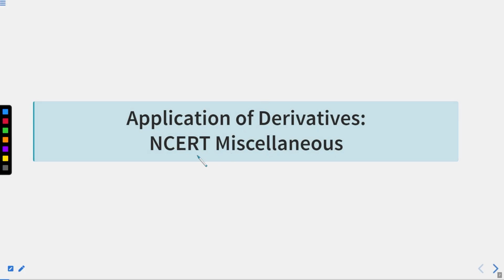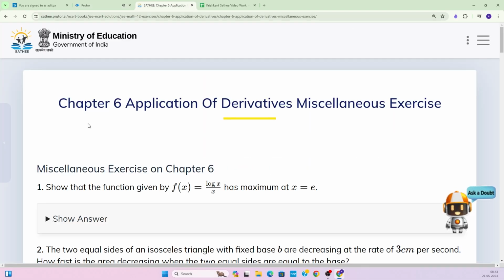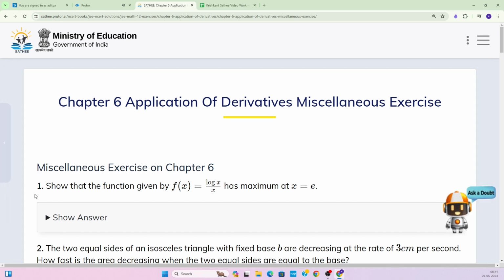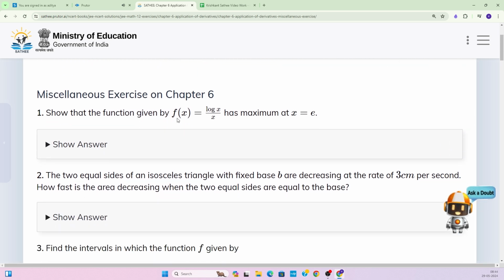In today's session, we will be seeing NCERT exercise, miscellaneous exercise solutions of chapter applications of derivative. Okay, so let's jump to our first question of this chapter, application of derivative miscellaneous exercise. The first question is: show that the given function f(x) = log x by x has a maximum at x = e.